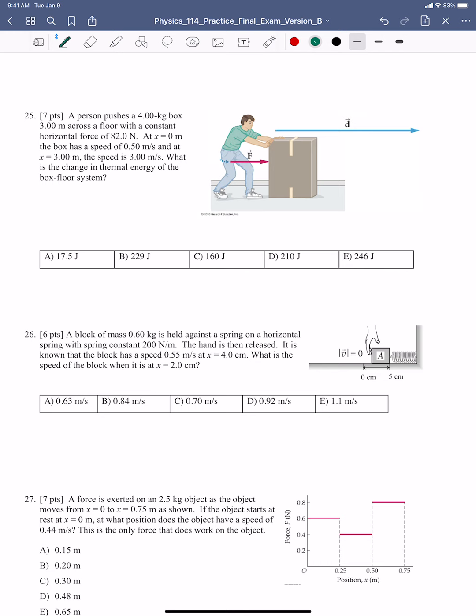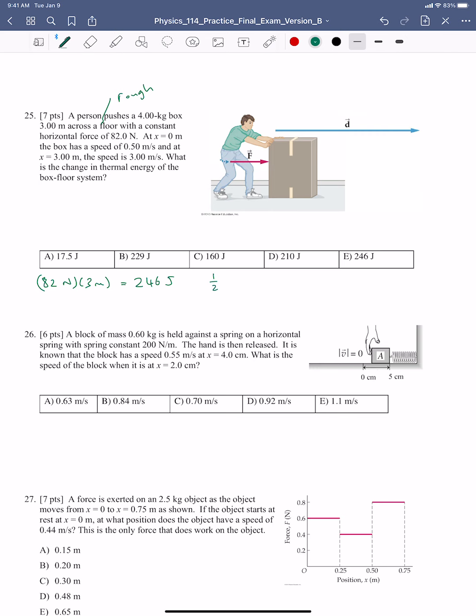Okay, I guess I could have added a rough floor just to indicate that there is friction here. But if you were to solve this particular problem, maybe I'll do this as a teaching example. 82 newtons times 3 meters is the amount of work done by the person, which is what, 246 joules.